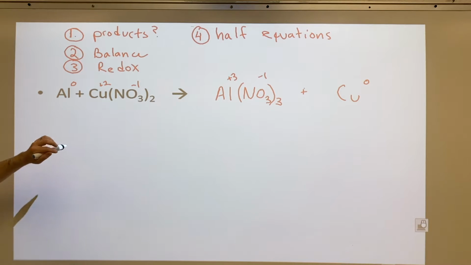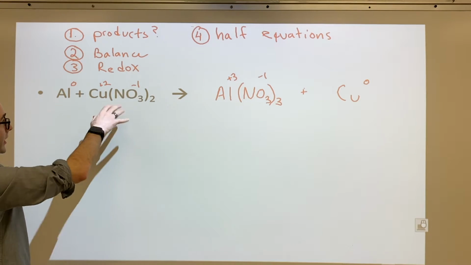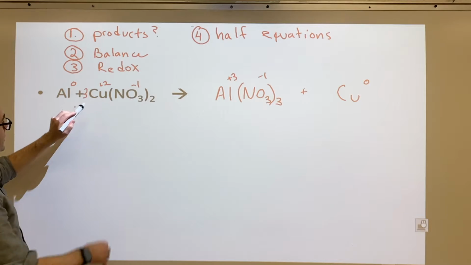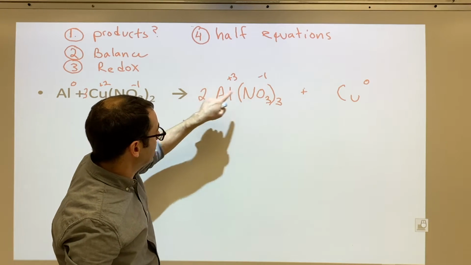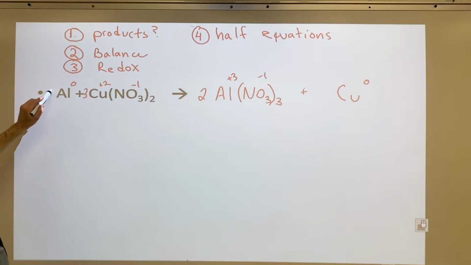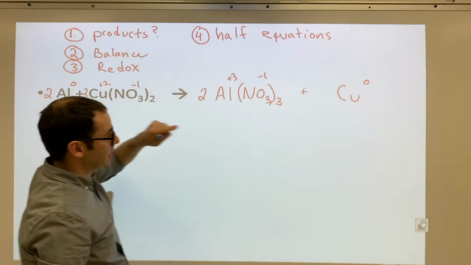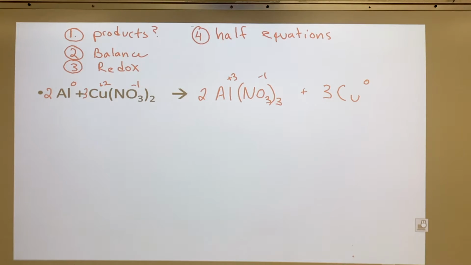Okay, cool. Yeah, exactly. So we see here there's a 2 and a 3, least common multiple for them, right? So we're going to put a 3 in front of this. So then we'll get 6 nitrates. Put a 2 in front of this. So we get 6 nitrates. All right. Now the aluminum, 2, and then the copper's 3, and then 3. Okay, we're good with that, right? Great. All right, next thing we need to do is the redox stuff.